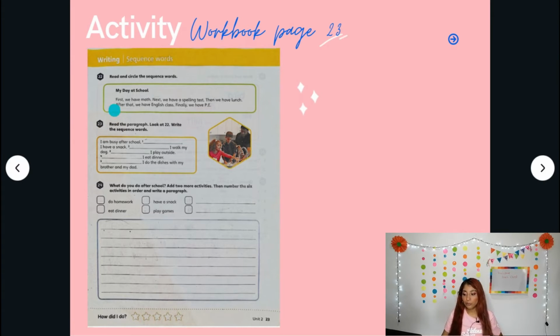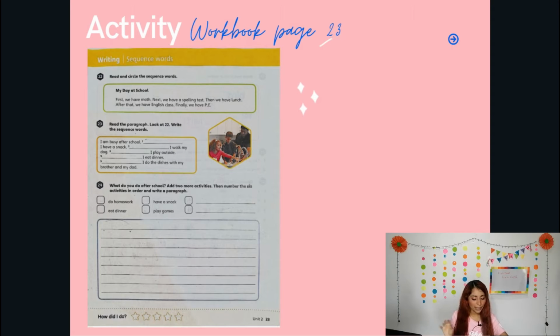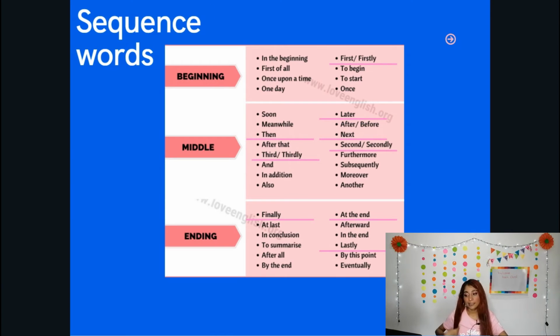And activity 23: when you finish activity 22 by circling the sequence words that you see in this little paragraph, you are going to go to activity 23. Read the paragraph, look at 22, write the sequence word. You are going to use the sequence words that you circled in this activity and place them in this one. It says, I'm busy after school. Number 1, blank. I have a snack. Blank. I walk my dog. Blank. I play outside. Number 4, blank. I eat dinner. Number 5, blank. I do the dishes with my brother and my dad. And that's it. Remember, these are the sequence words that you can use.